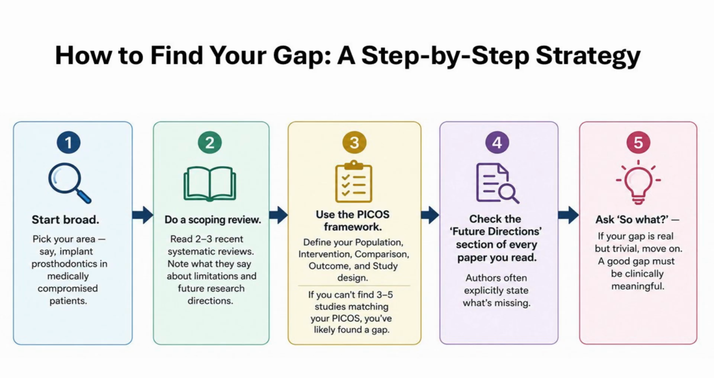Here's a practical 5-step strategy to find your gap. 1. Start broad in your area. 2. Read 2 to 3 recent systematic reviews and note their limitations and future directions. 3. Use the PICOS framework and cross-check with AI tools for rapid synthesis. 4. Check the future directions section of every paper. 5. Ask, so what? The gap must be clinically meaningful.